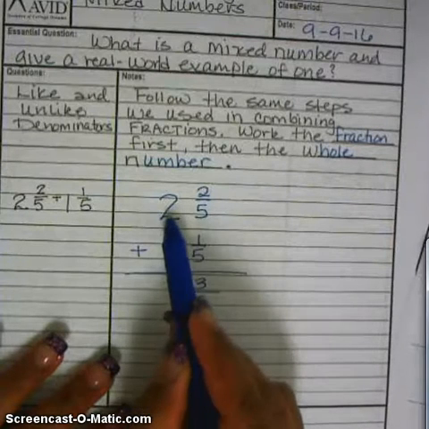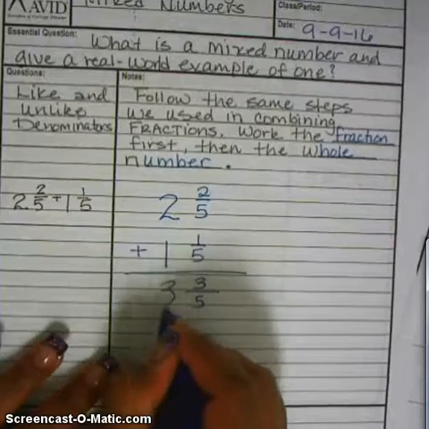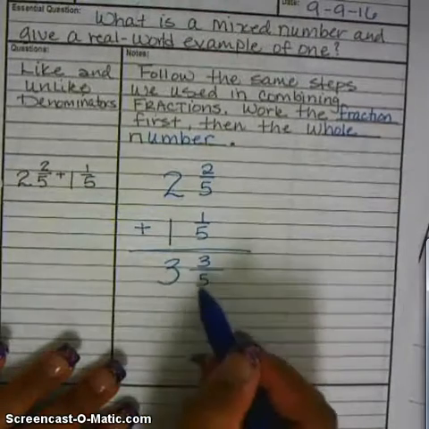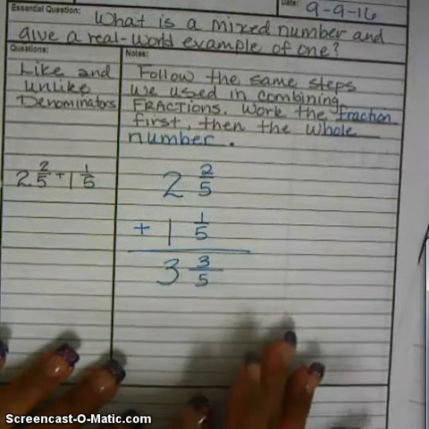Then I look at the whole number. I have a positive 2 and a positive 1. When I combine those, I get a positive 3. So my answer for this equation is 3 3/5. I do not need to simplify it because it is already in simplest form.